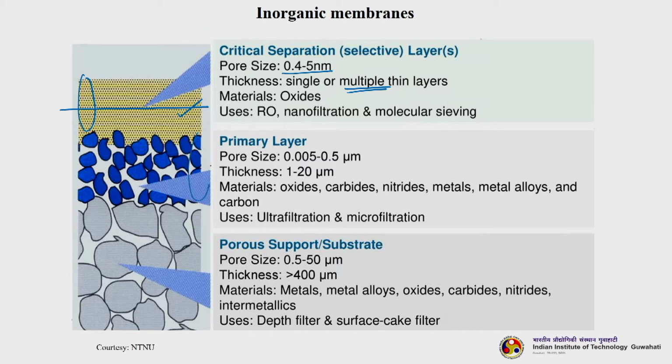Then the primary layer. Here the pore size is 0.005 to 0.5 micron, and thickness is usually 1 to 20 micron. Various oxides, carbides, nitrides, metals, metal alloys, even carbon are used. The uses are ultrafiltration and microfiltration. Then this is the core support. Usually it is in the microfiltration range, 0.5 to 50 micron, and thickness is greater than 400 micron. Materials are metals, metal alloys and so on. The use is as depth filter and surface cake filter, because it is a coarse filter.